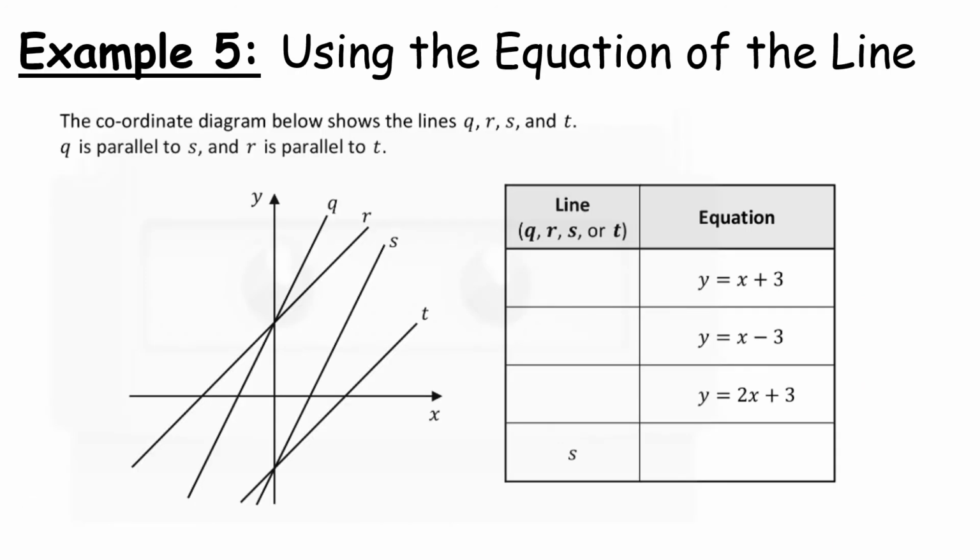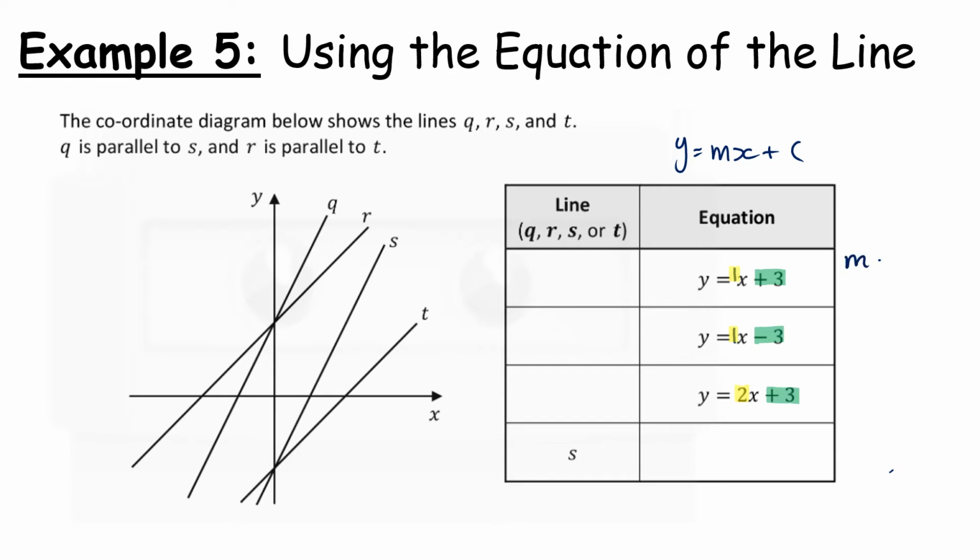Now let's use the equation of the line similar to what we had done before, but now we're given a diagram and we need to do a little bit of matching. Just like before, I'm going to work through this and say y equals mx plus c. All of them are y's, that's good. So the coefficient of the x tells me the slope. And the second piece of information is the y-intercept. So I'm going to make a little note here.